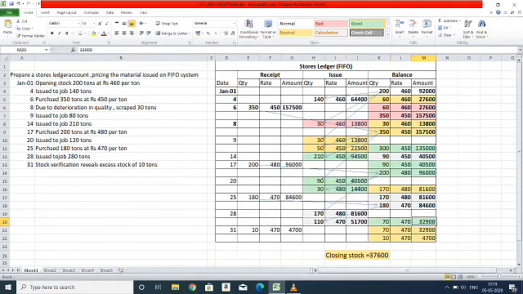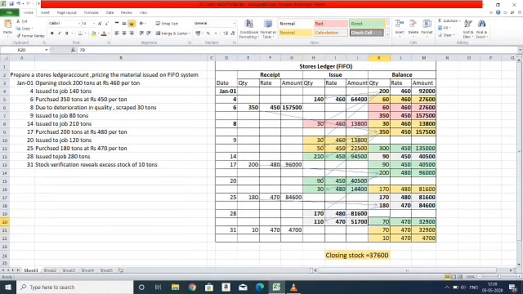Then on January 31st, stock verification reveals an excess stock of 10 tons. We consider that excess stock as a receipt. So we write that 10 in the quantity of our receipt column. Then the rate: we consider the rate of our last purchase, 470. So 10 into 470 is equal to 4,700. This will also form part of our closing stock.